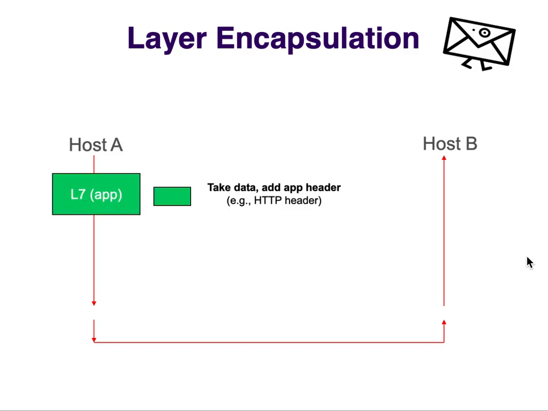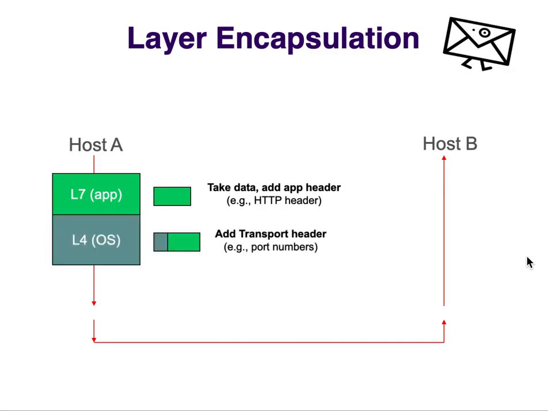Host, you take that application data, and remember layer 7 we said was going to, for example, be implementing HTTP. So you will add a layer 7 header to that application data. You'll add an HTTP header. This is what allows the HTTP peer on the other side to understand what that message is.